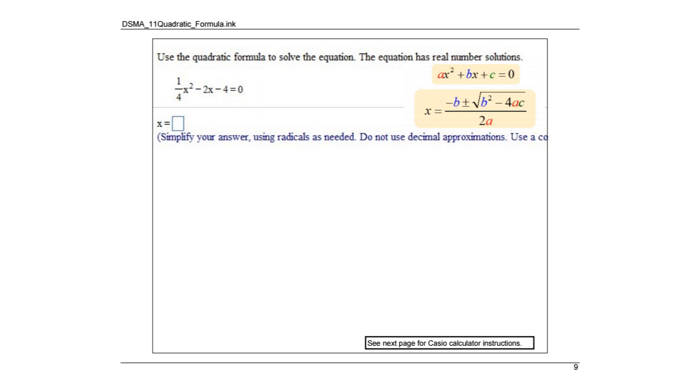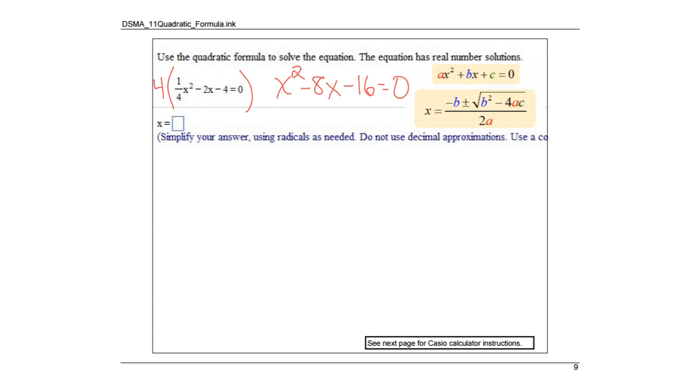And we can do that because this is an equation. So what I'm going to do is multiply everything by 4, both sides. So 4 times 1/4 would get me x squared. 4 times -2x would be -8x. And then 4 times -4 gives me -16, all equal to 0. Right, so now I don't have any fractions to mess with, but you have to multiply every single piece by the common denominator, which was 4.